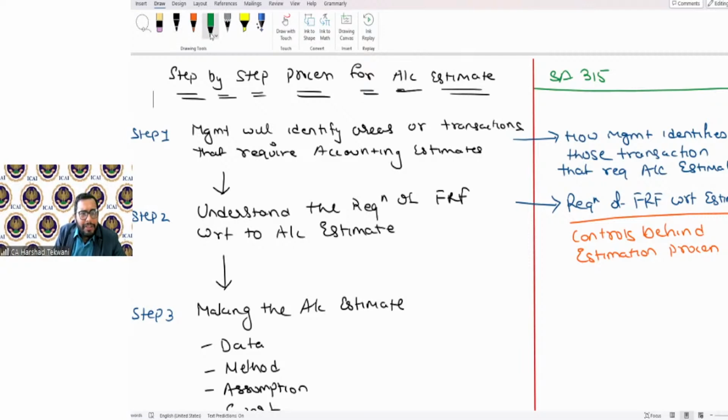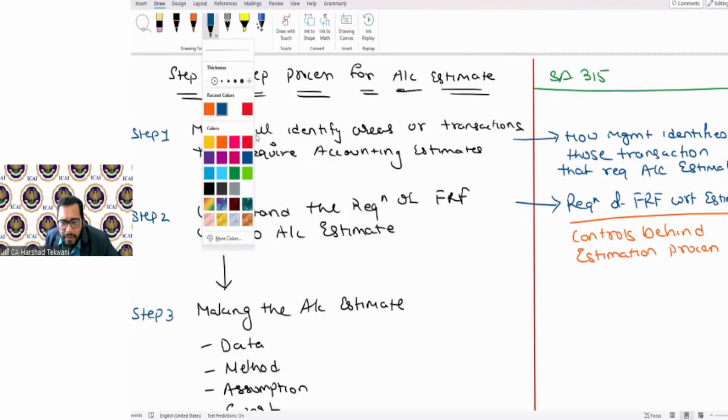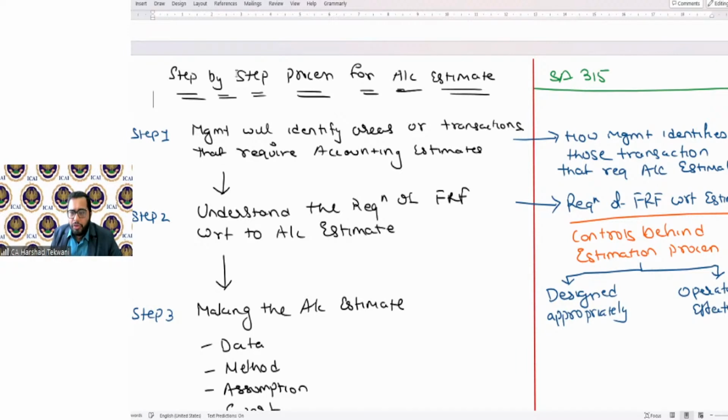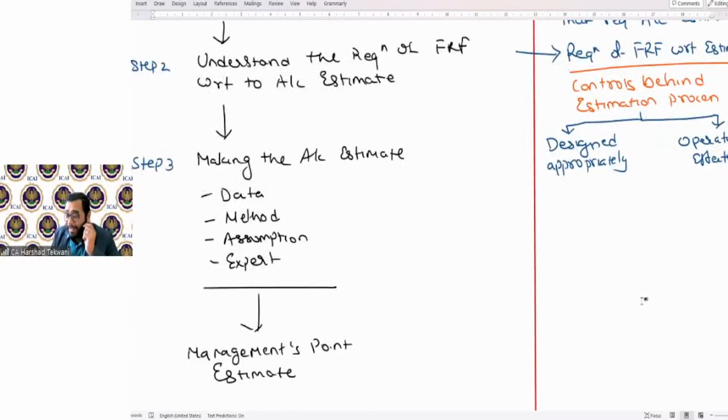One will be design efficiency, whether controls are designed appropriately. Second, whether they are operating effectively. Okay, so I'll see whether the controls over the estimations are designed appropriately and operating effectively.